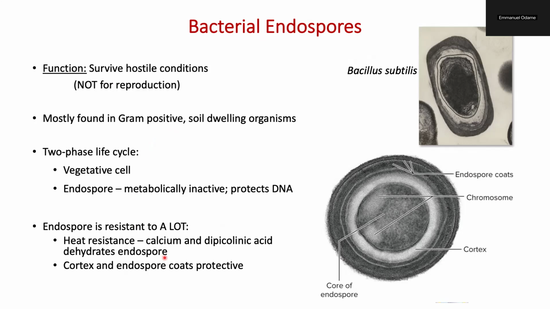Endospores are resistant to a lot. They are heat resistant. They can stay in extreme cold or weather conditions, and they have a cortex and an endospore coat for protection, as you can see. So this is the core endospore itself. Then after the core, they have a protective cortex all around it, and then they also have an endospore coat. So you can clearly see why they are resistant to heat and all other extreme conditions.